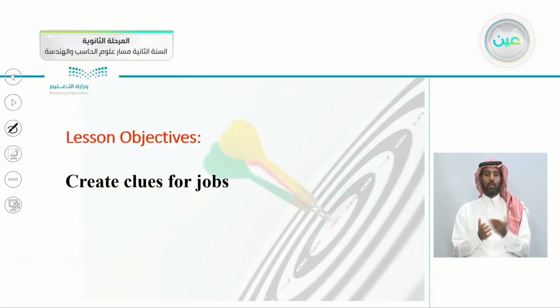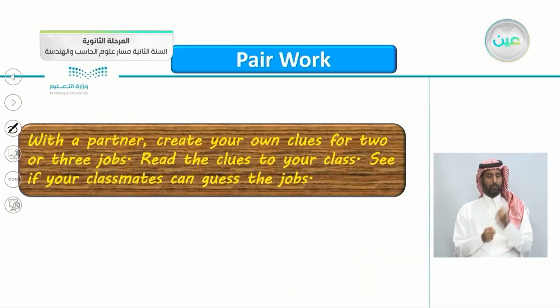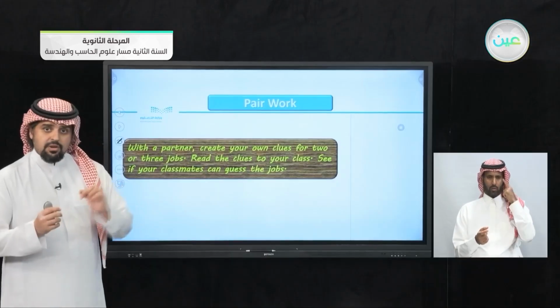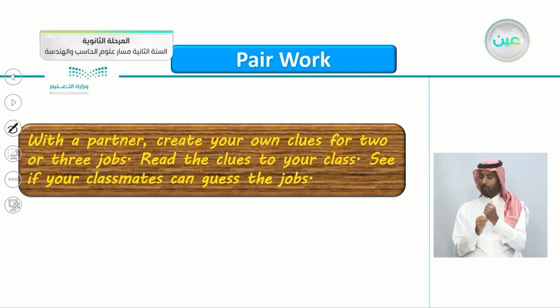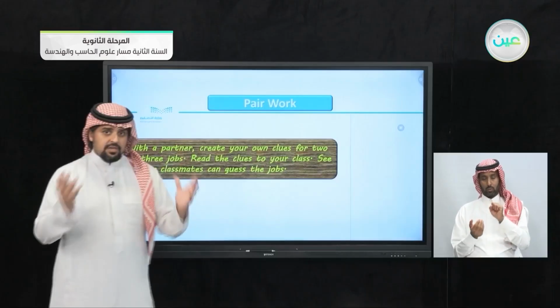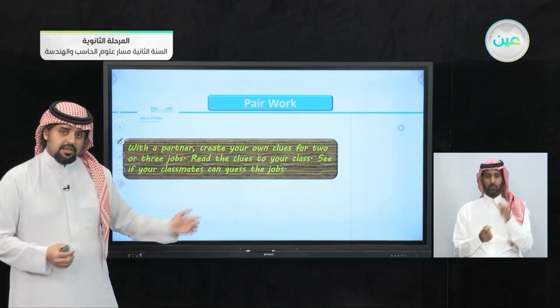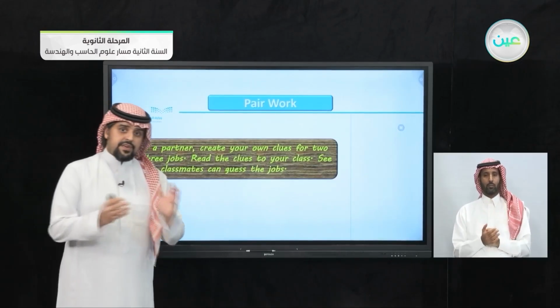So this is today's lesson, the pair work, to try to create clues for a job. With a partner, create your own clues. So try to come up with a small article, one paragraph of clues about a job. Again, create your own clues for 2 or 3 jobs. Read the clues to your class. See if your classmates can guess the job. So try to create your own clues, just like what we read previously, and your friends will try to guess what the job is.